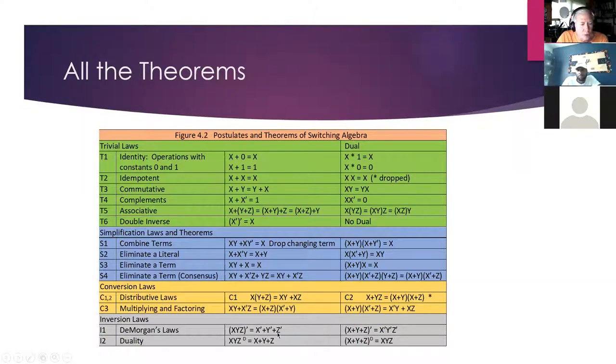The dual laws are the same as De Morgan's laws, except when you take the dual, you don't invert the variables. So the dual of XYZ is just X plus Y plus Z. You just invert the operators. And the dual of X plus Y plus Z is XYZ. But with De Morgan's laws, you invert the variables too. So the inverse of XYZ, X ANDed with Y ANDed with Z, invert that whole thing, you get X prime plus Y prime plus Z prime. All right. Any questions about the theorems?